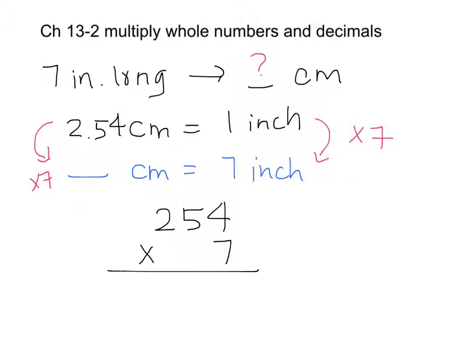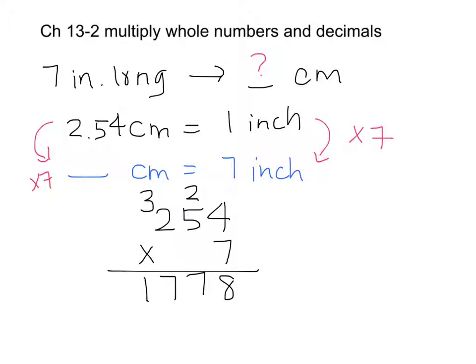7 times 4 is? 28. Carry the 2. 7 times 5 is? 35. Plus 2, 37. Carry the 3. 7 times 2 is? 14. Plus 3, 17. Okay, and we have no more place values at this point, so you finally bring down the 17. Okay, so now, is our answer 1,778 centimeters? No, that's just not reasonable, right? So if we look now, what we're going to do is place the decimal point in the product. So where does it belong in the answer, right?